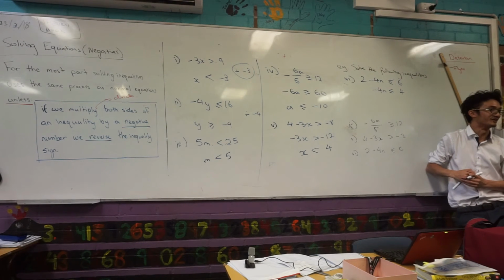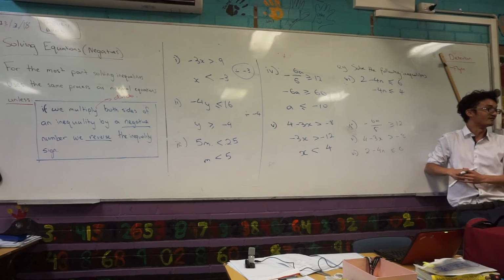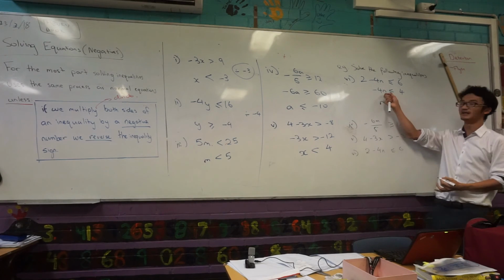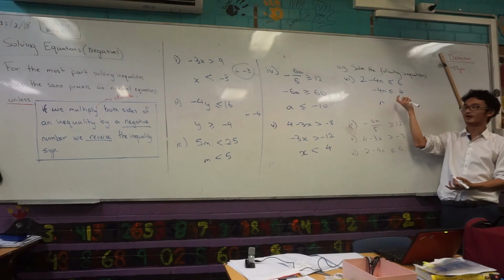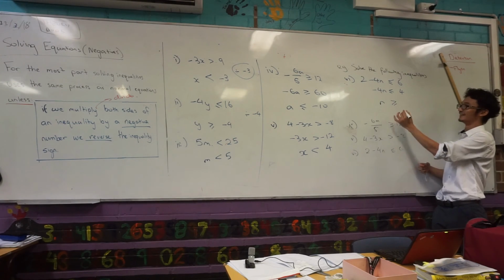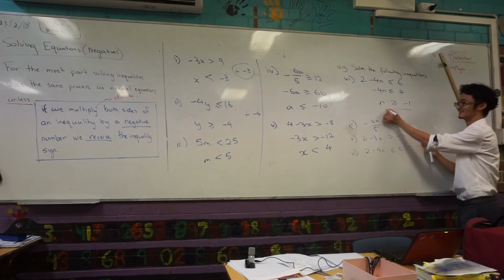Angus, last step for me. What do I need to do? Yeah, right. Opposite operations, divide both sides by negative 4. That will mean I'll have n by itself. But then I've got to reverse the sign. So then you get negative 1. So positive divided by negative, you end up with a negative value.